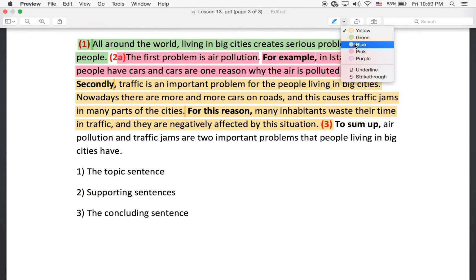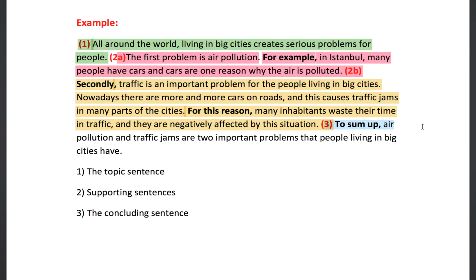And at the end, we have the conclusion, the concluding sentence. To sum up, we have the transition word. Air pollution and traffic jams are two important problems that people living in big cities have.